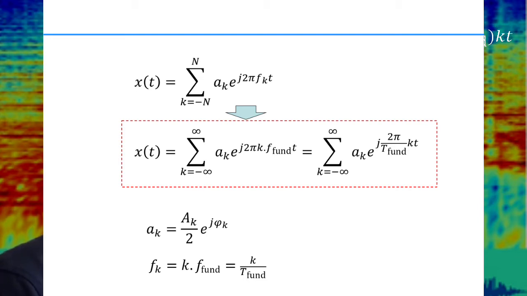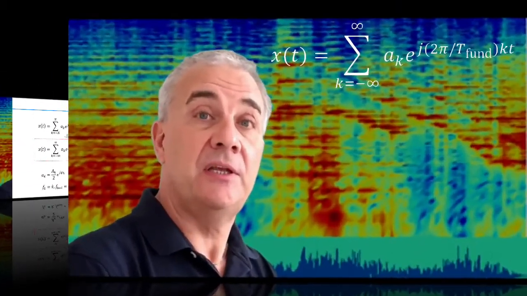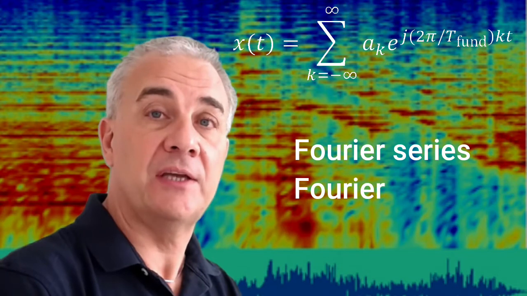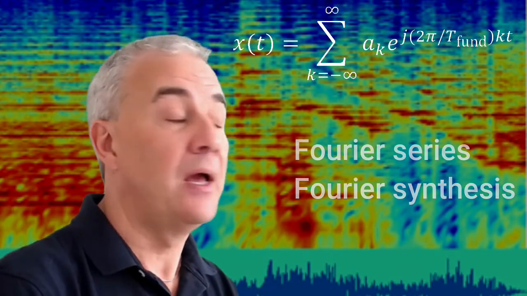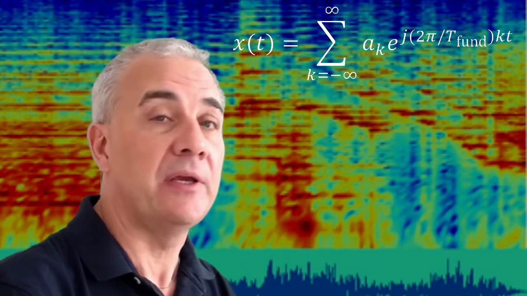As a result, each frequency is now a multiple of the fundamental frequency. The reciprocal value is called the fundamental period. Putting this in the equation, we end up with what is known as the Fourier series or Fourier synthesis of an arbitrary periodic continuous time signal. And that is the equation of the week.